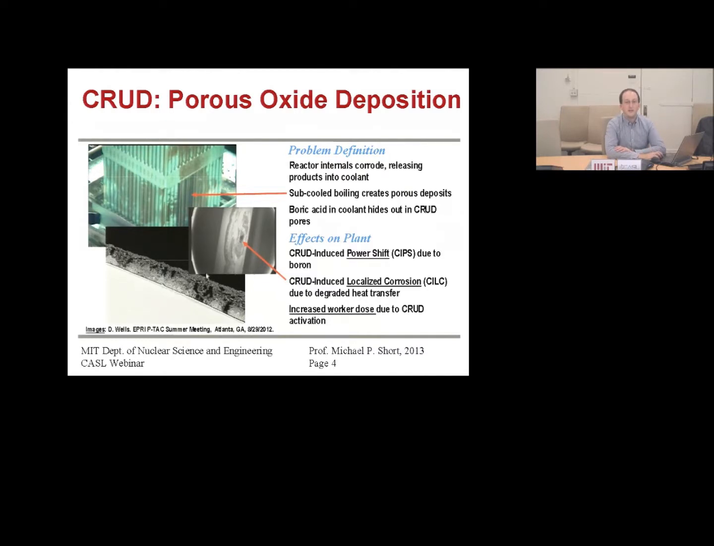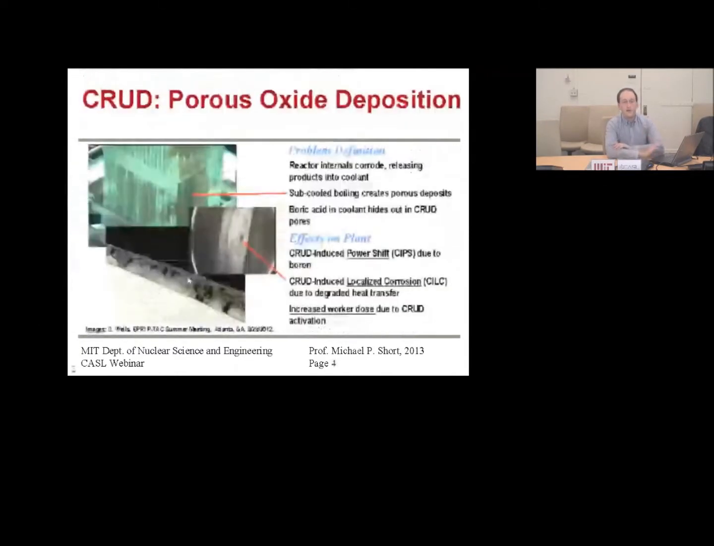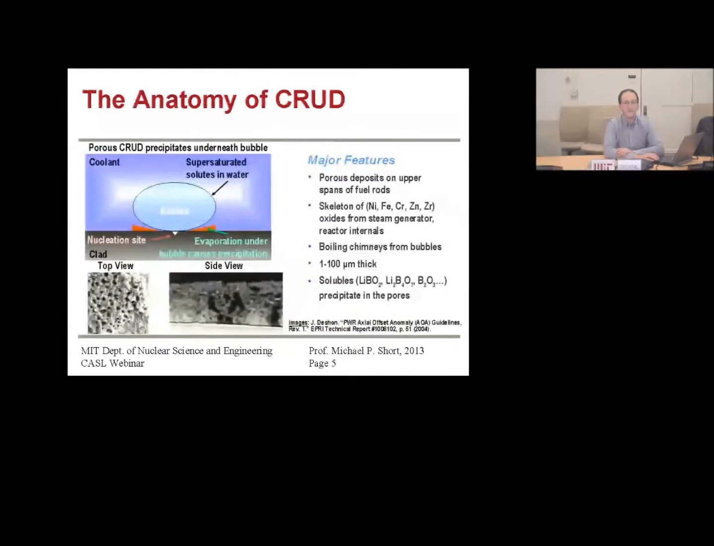And finally, this CRUD, which is made of mostly nickel and iron oxides, will transmute into other isotopes, including things like cobalt-59, nickel-58, and so on. And that causes a whole lot more of a dose for folks that work on the primary circuit of a pressurized water reactor. So there's a lot of problems that CRUD causes, and part of the goal of CASL is for us to be able to predict the effects of CRUD so we can understand how it forms and what to expect.